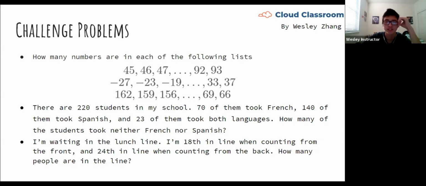Guys, when you're trying to find out how many numbers are in a list, remember to add one after you subtract the smallest number from the biggest number. For example, I want to figure out how many numbers are in the list 1, 2, 3, 4, 5. If I subtract 5 minus 1, I get 4. And obviously, there are not 4 numbers in that list. There are 5 numbers. So you have to add 1 after you subtract those two numbers.